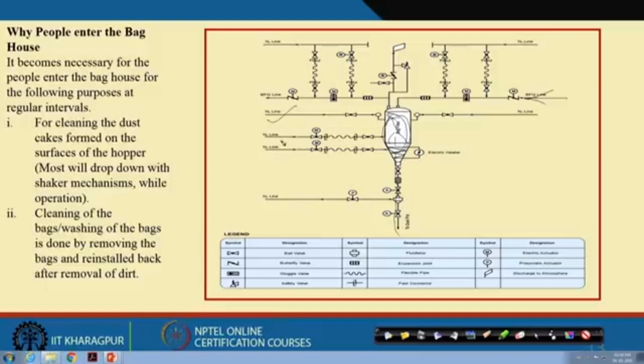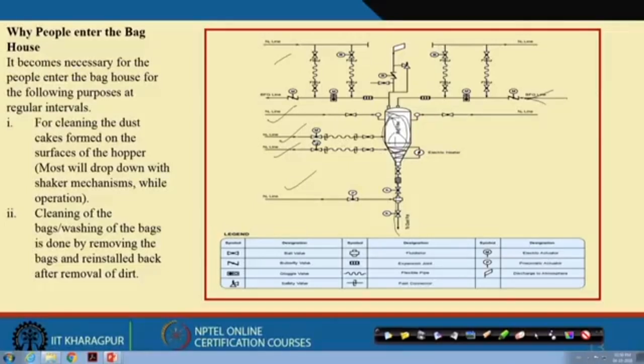There are a lot of nitrogen lines. All those lines are used. Once you take out the blast furnace gas, you have to purge it so that traces of blast furnace gas also should not be there inside. Nitrogen purging we do. So, once the blast furnace gas is taken out, closed, then you have to purge it, then you close the nitrogen valves.